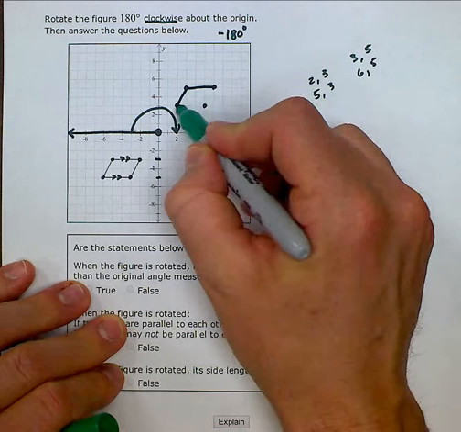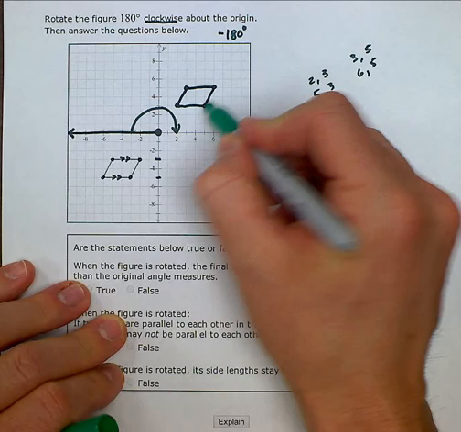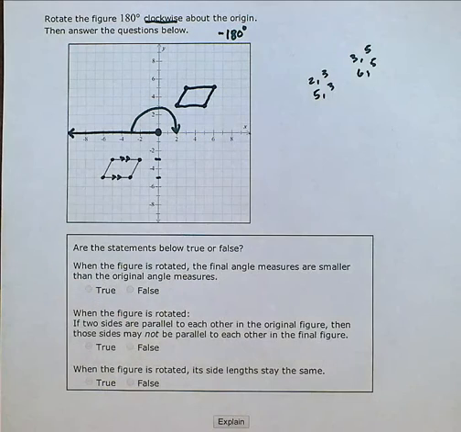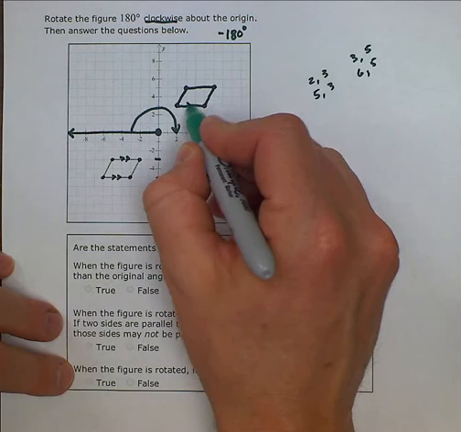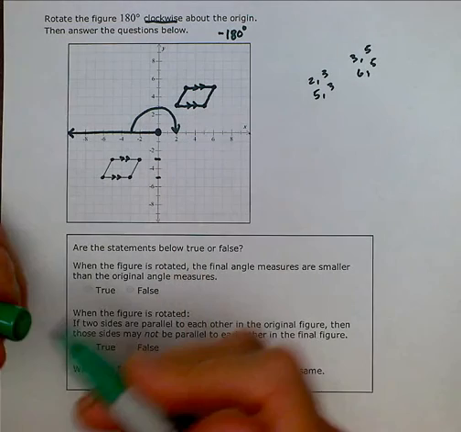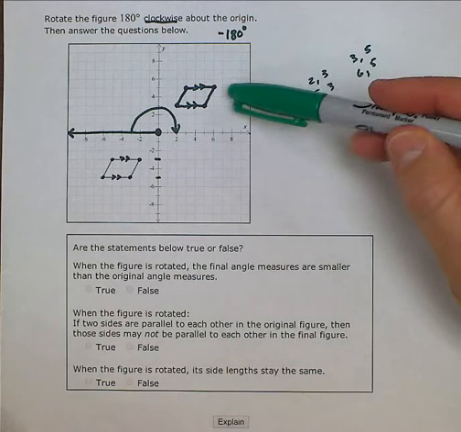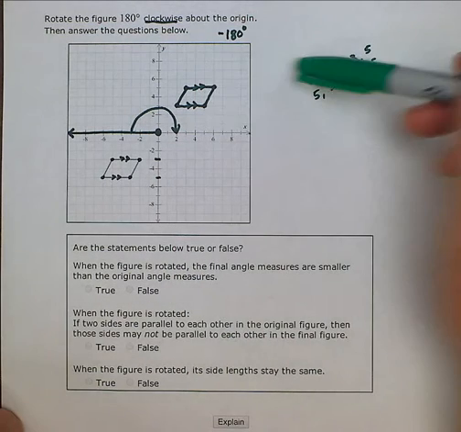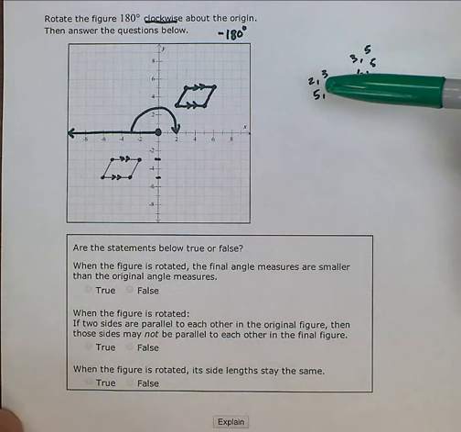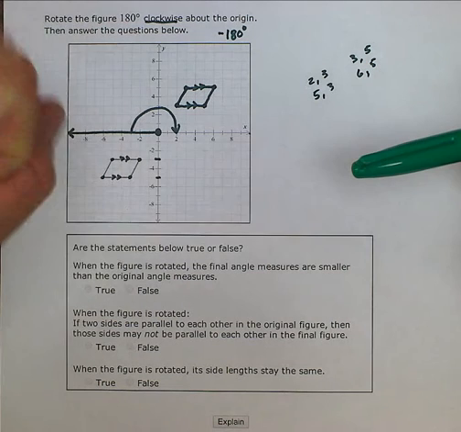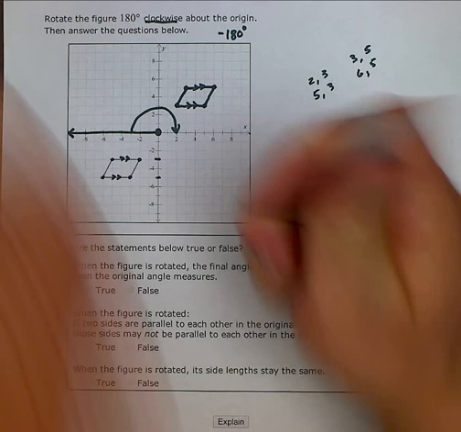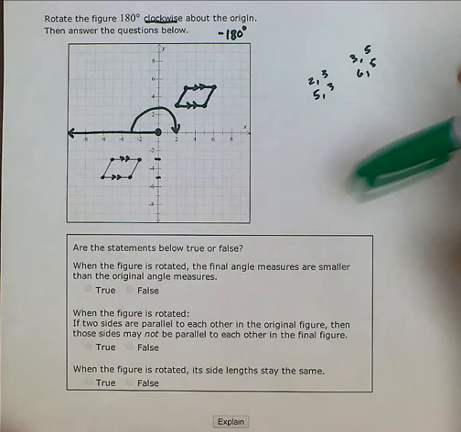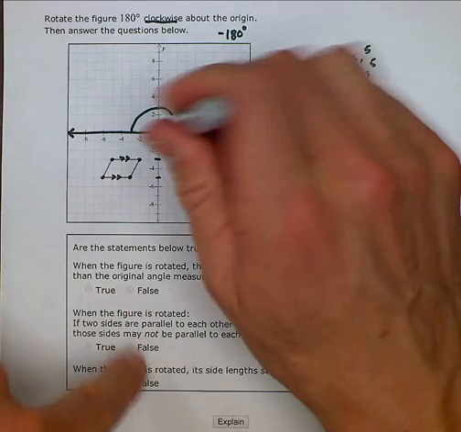Now notice, we didn't even need to really draw this in order to answer the questions. Notice that we still have parallel lines. Nothing happens to the figure itself. The angles stay the same. The lines are still parallel because the figure does not get dilated at all. It doesn't get distorted at all. It's just rotating about a pivot point.